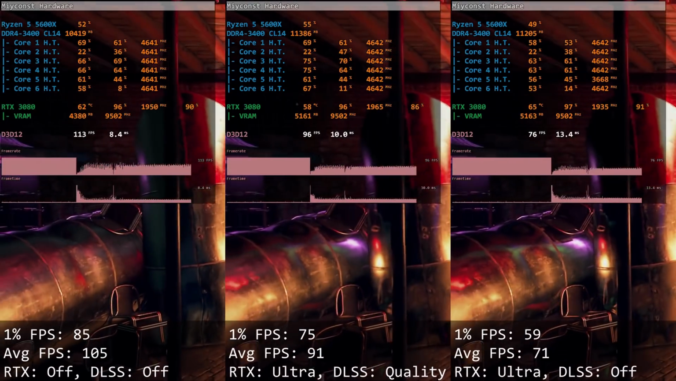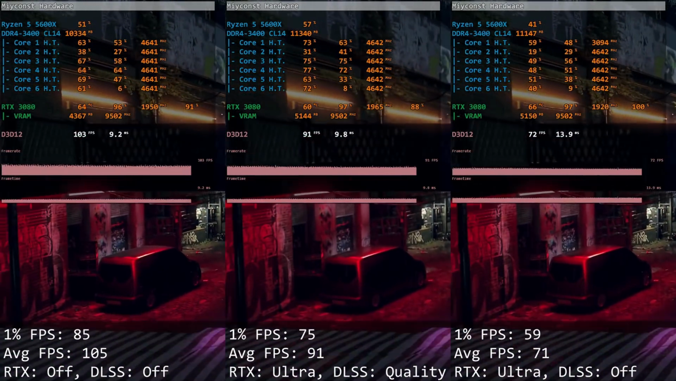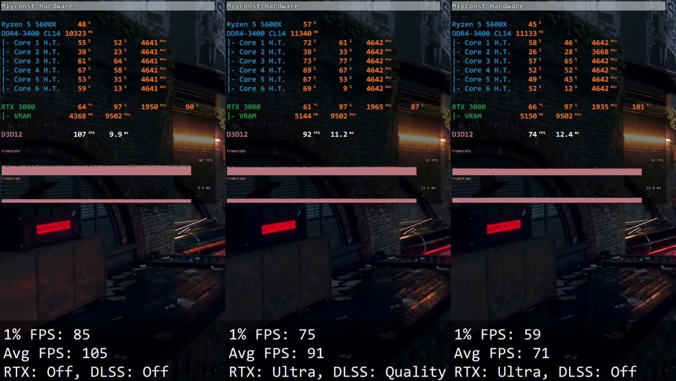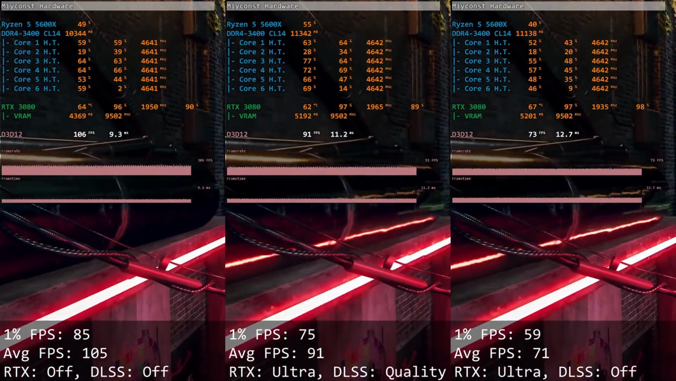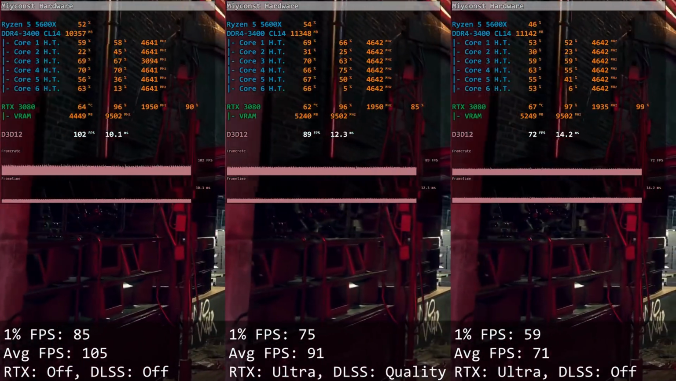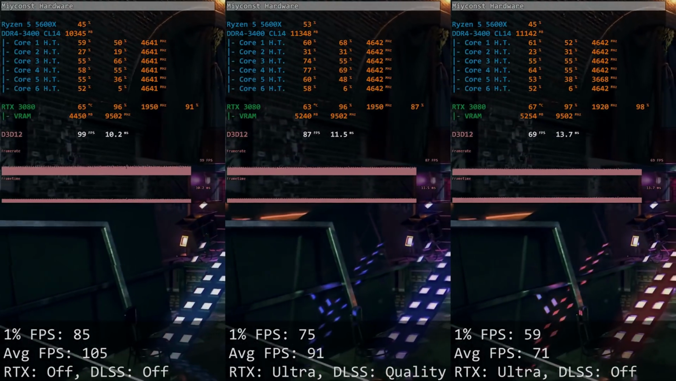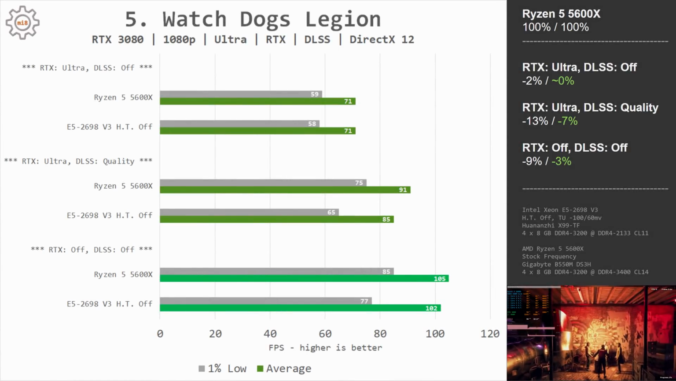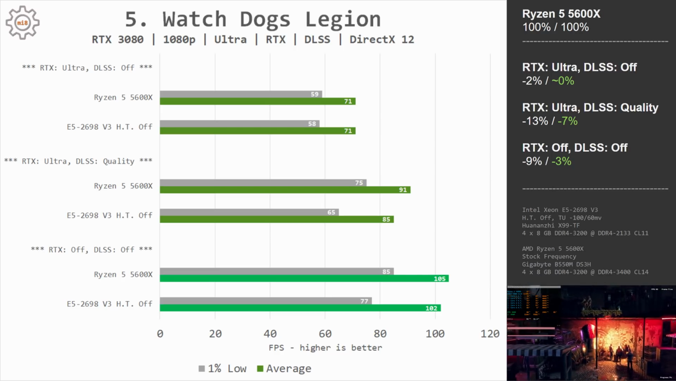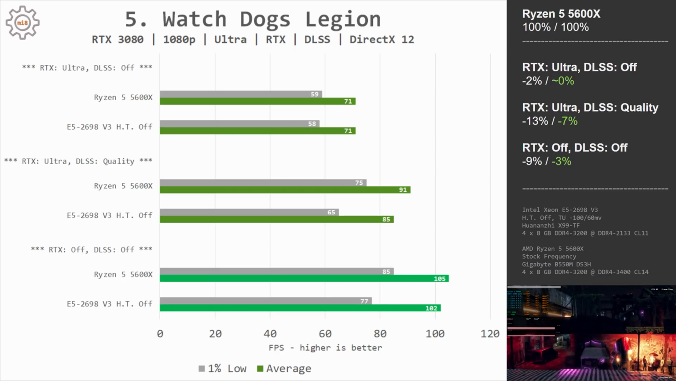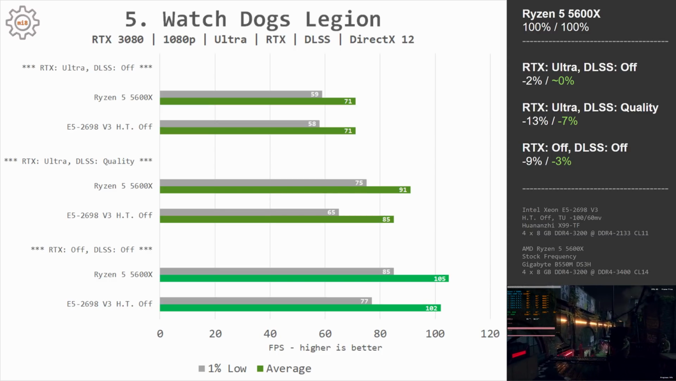Watch Dogs Legion. This is a rather modern title which supports Nvidia RTX as well as Nvidia DLSS. That's why I have tested three different configurations. RTX off, DLSS off, RTX Ultra, DLSS quality, RTX Ultra and DLSS off. Without RTX and DLSS, the gap between Xeon and Ryzen is 9 and 3% comparing 1% low and average FPS. Enabling RTX and DLSS increases the gap between the CPUs to 13 and 7%.